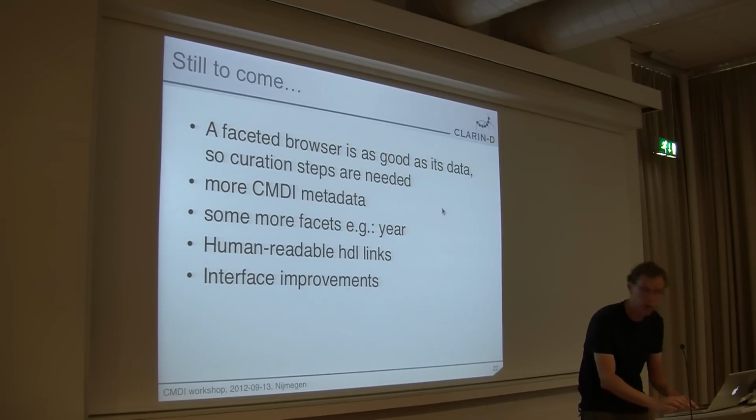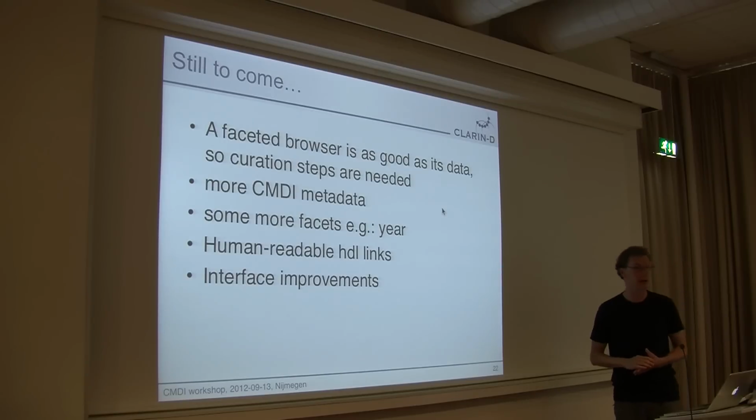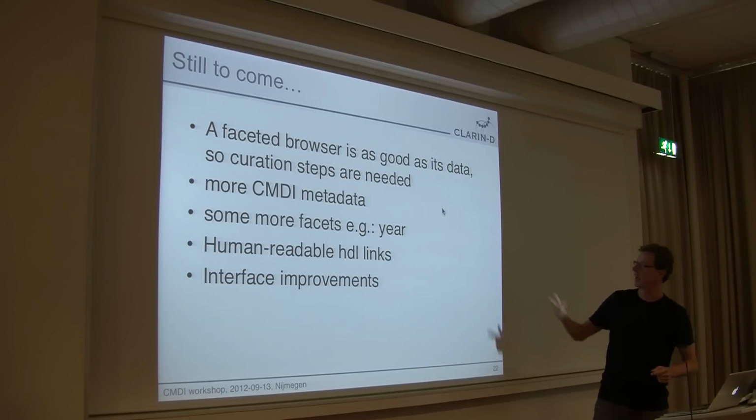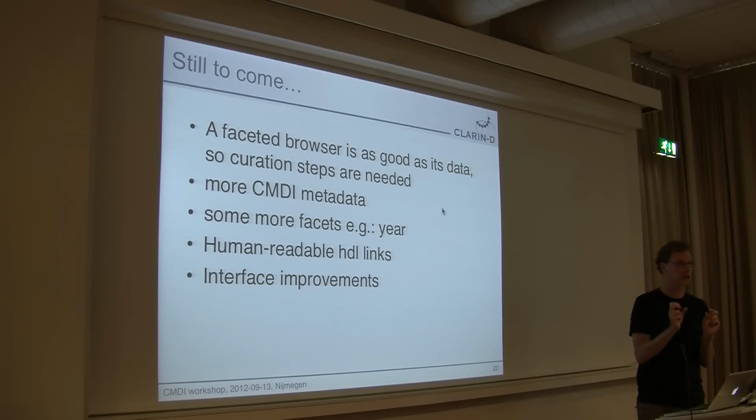Some other things to come. Well, curation, that's a never-ending story. It's something which is never fixed. More CMDI metadata, obviously, because more and more CLARIN centers are either converting or creating their metadata in CMDI, so the amount of metadata records will for sure increase. There are also plans for some other facets, like for instance this openness facet, and also kind of a year constraint.